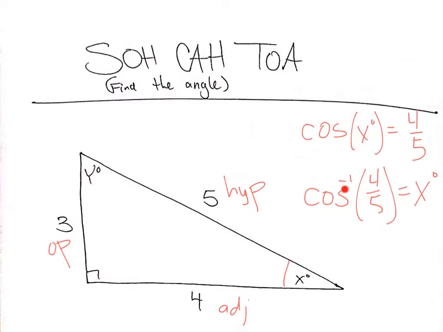If you're using Desmos, it's going to be called arc cosine, which I think I showed you previously. And after typing that in, I think we're going to get 36.9 degrees.